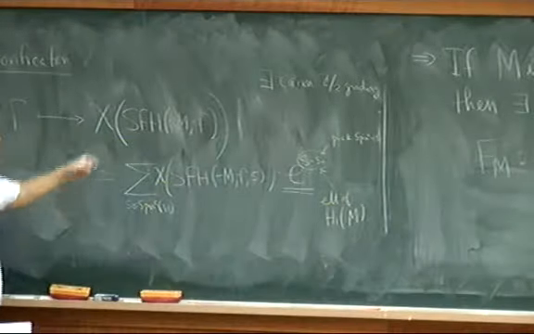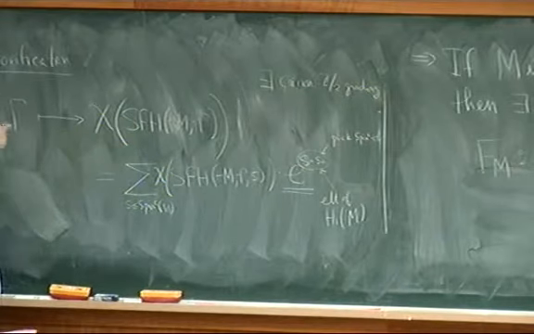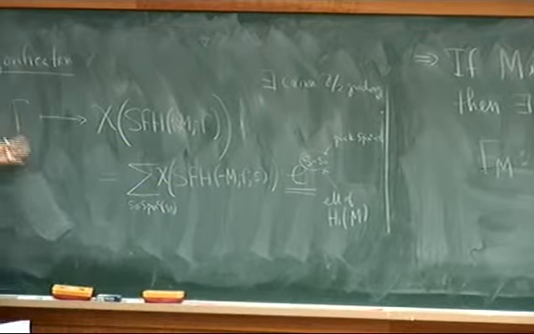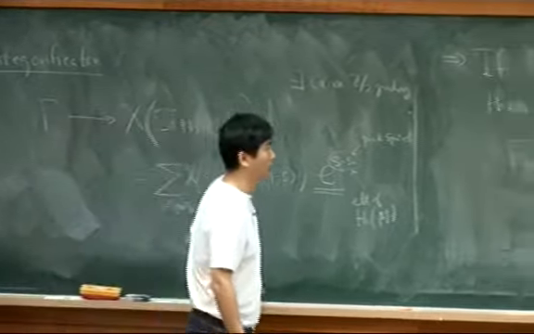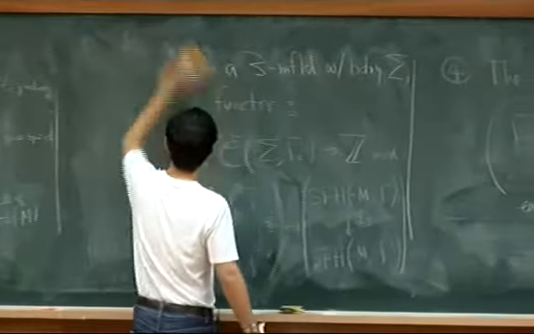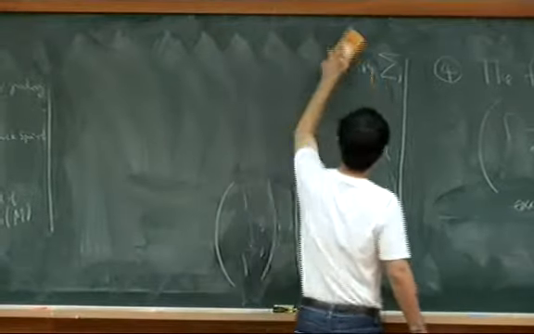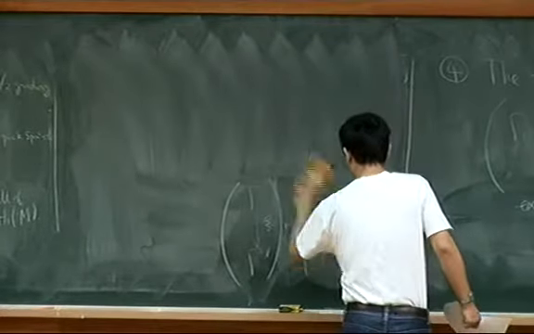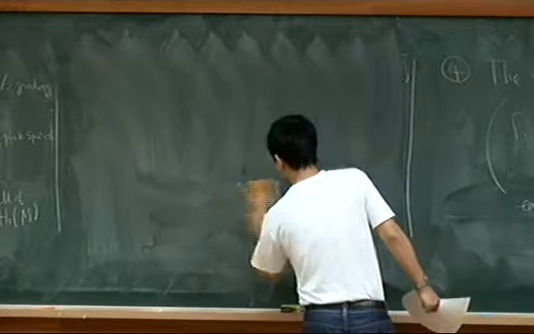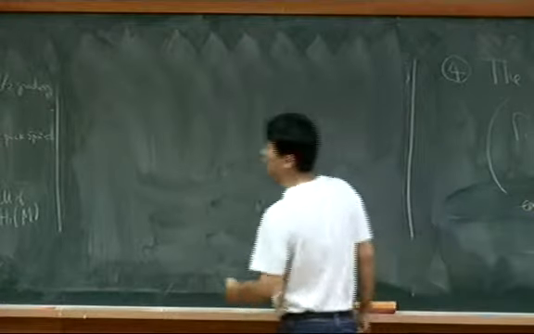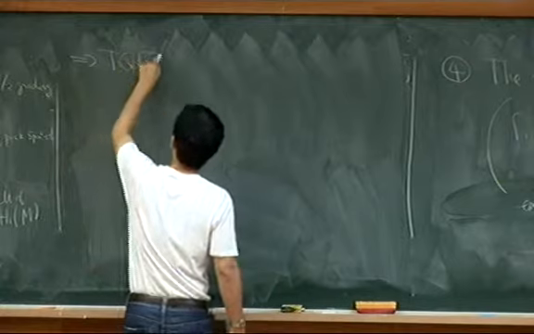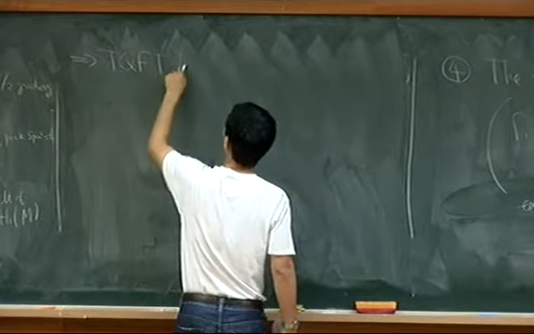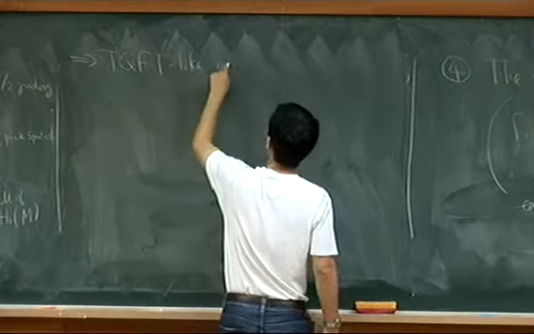The fact that you have an exact triangle implies that if you descend to the Grothendieck level this way, it will descend to the same thing on the Euler characteristic level. So the upshot is that you get a TQFT-like map, a 2 plus 1 dimensional TQFT-like map.